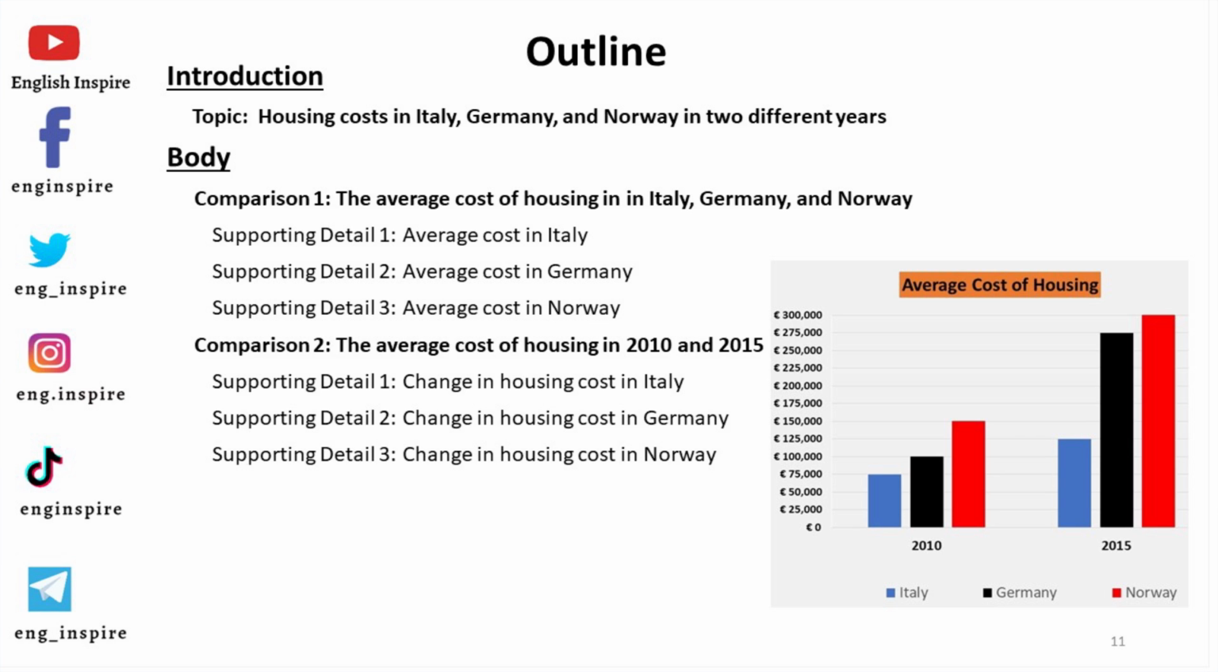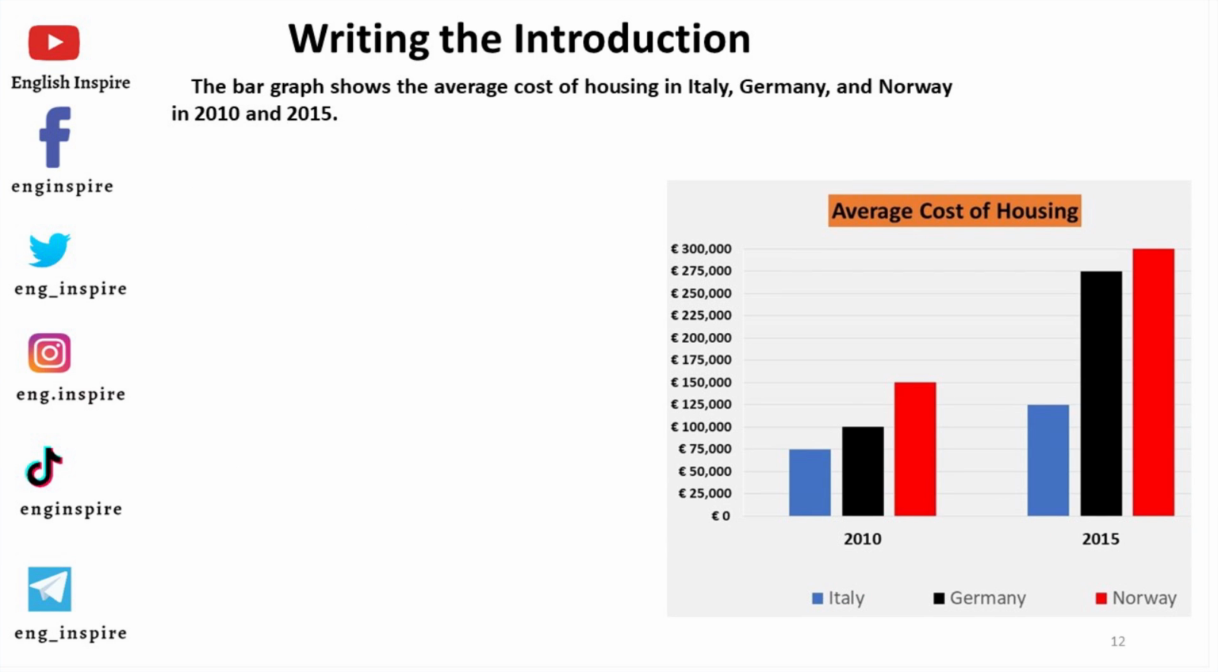Now we need to start our report with a brief introduction. The introduction states the topic and summarizes the ideas we will discuss in the report. The first sentence in our introduction is the topic sentence, which tells what the bar graph is about, and the topic sentence in this sample task is: the bar graph shows the average cost of housing in Italy, Germany, and Norway in 2010 and 2015. Now we need to use the 2 comparisons from our outline and add them to the topic sentence to write the introduction.